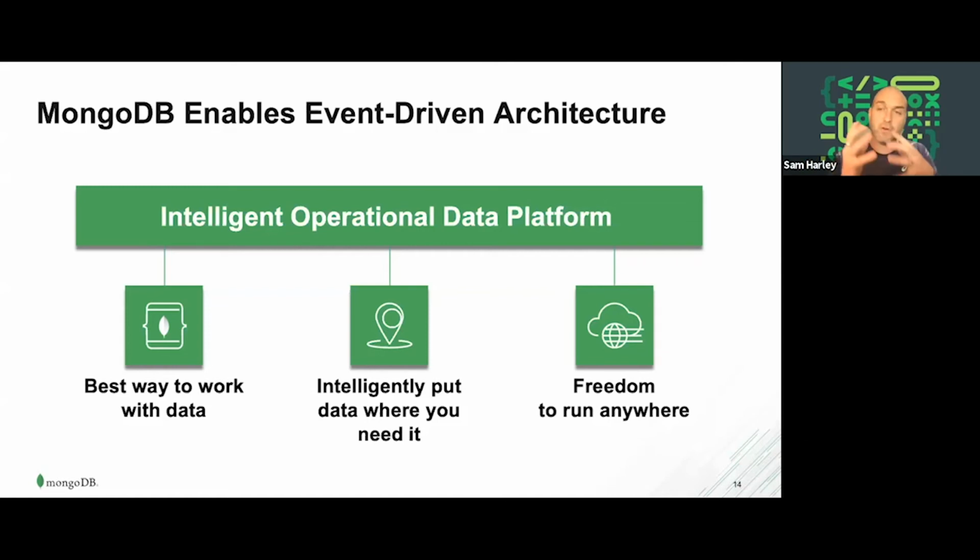So the first one is this concept of the best way to work with data. The document model, the way we store information in MongoDB, is the most natural way to work with data. It is simple for any developer to learn how to code against MongoDB. And JSON documents are the language of APIs, which are how events are commonly communicated between individual microservices and enter the system.